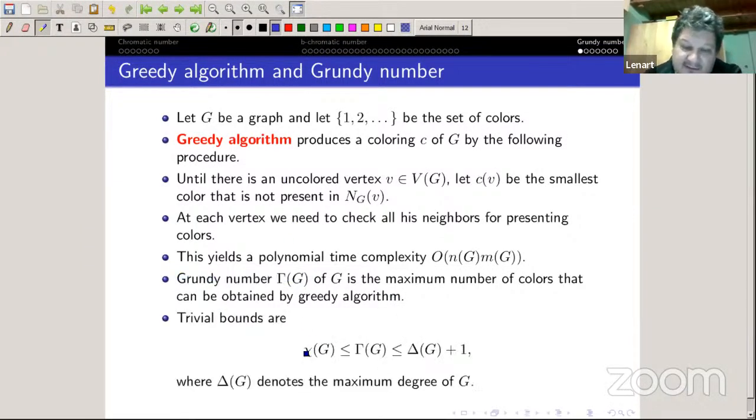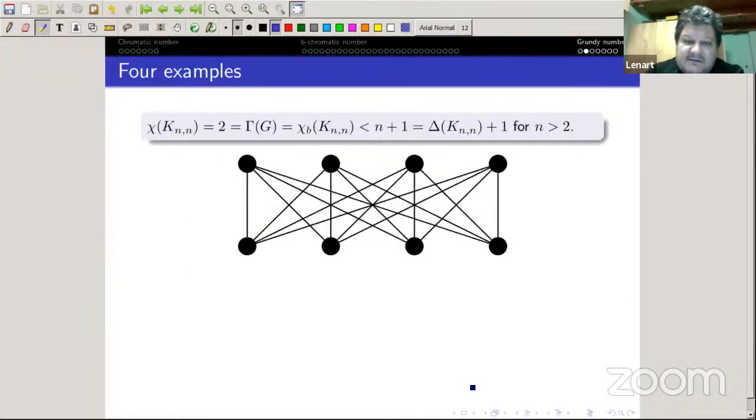Trivial bounds, again: chi of G is the obvious lower bound, and delta of G plus 1 is the upper bound, where delta of G means the maximum degree of graph G. Okay, again, let's go to some examples.